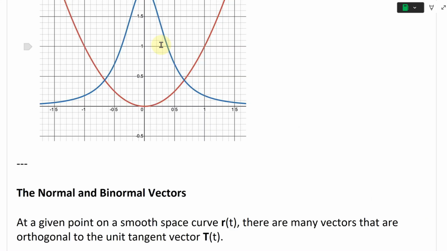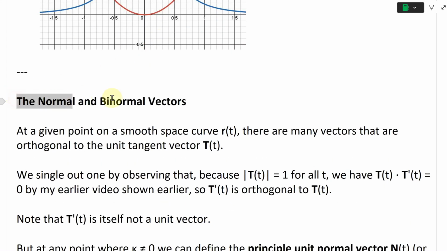Epic stuff. All right, now let's continue further and look at the next section: the normal and binormal vectors. So at a given point on a smooth space curve, meaning there are no sharp edges, there are many vectors that are orthogonal to the unit tangent vector right here. Remember this one, that's capital T vector. That's just r vector prime over the absolute value of r vector prime. So it has magnitude 1 and just points in the direction of the tangent, in the direction of the curve.